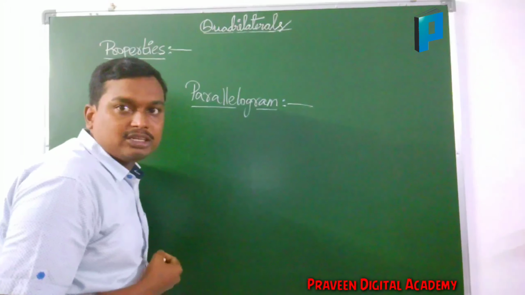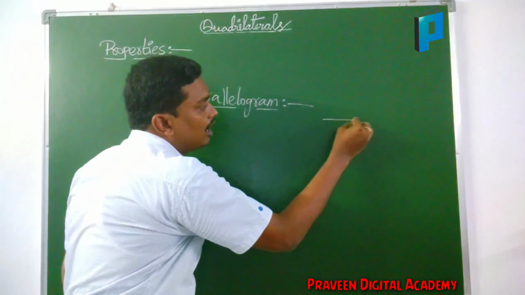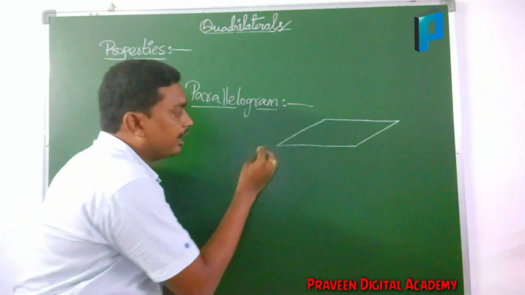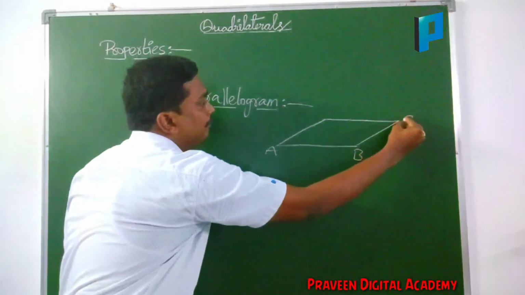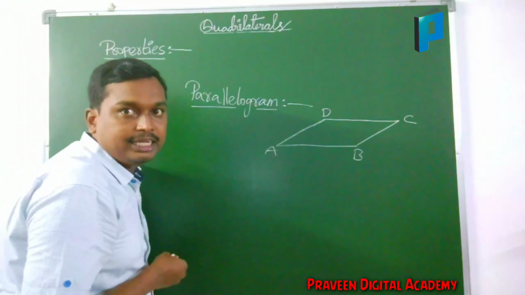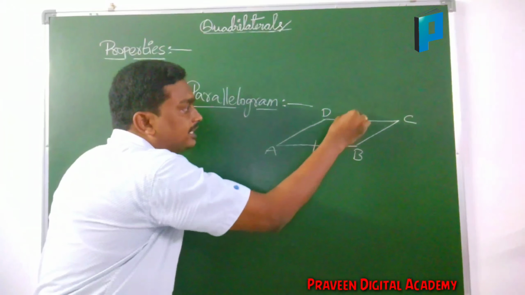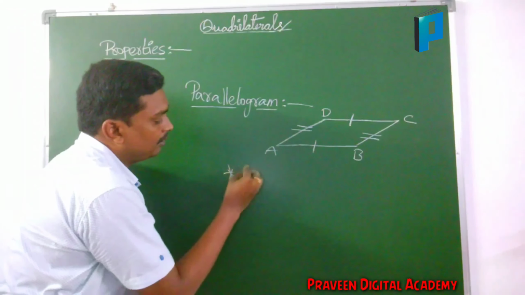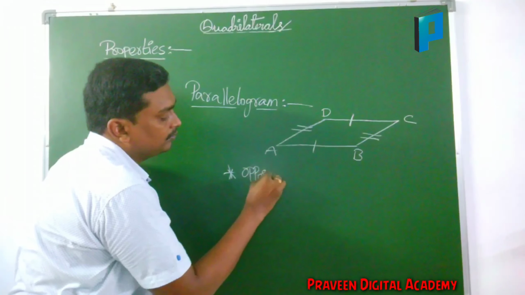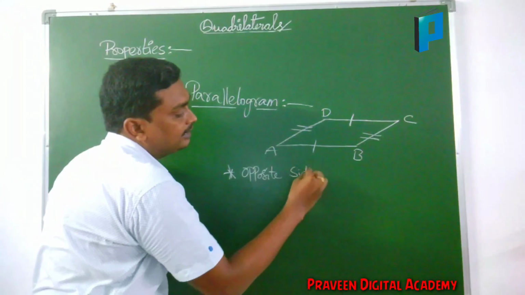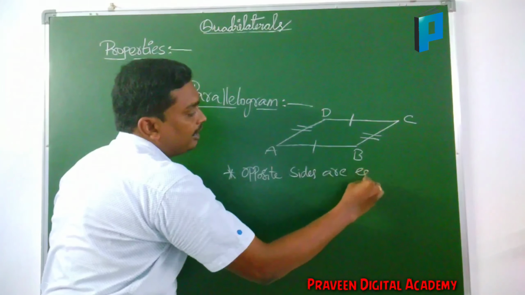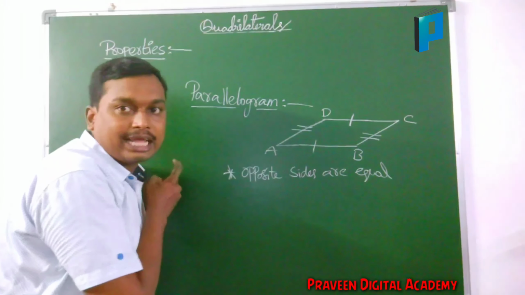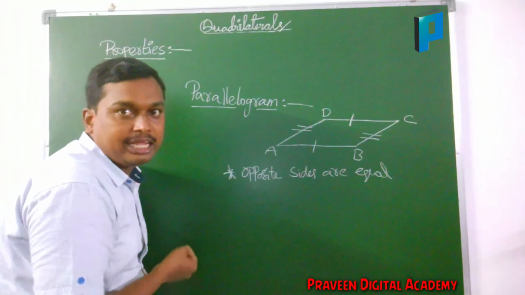Here, the properties of a parallelogram are: we have parallelogram ABCD. Opposite sides are equal in a parallelogram, whereas in a rectangle also opposite sides are equal.